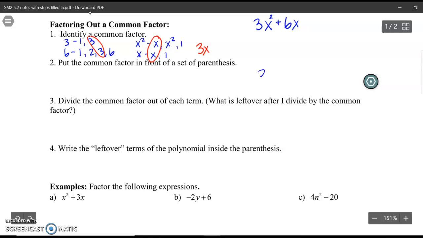Okay. Next step is to put the common factor in front of a set of parentheses. So I'm going to take my 3x and I'm going to write it in front of a set of parentheses. Now I'm just going to figure out what goes inside my parentheses. What I'm going to do is step number 3. I'm going to divide the common factor out of each term.